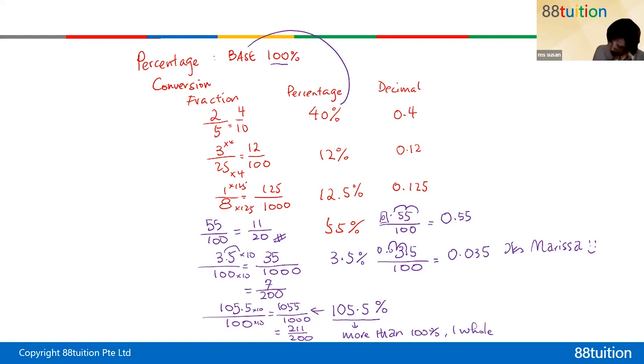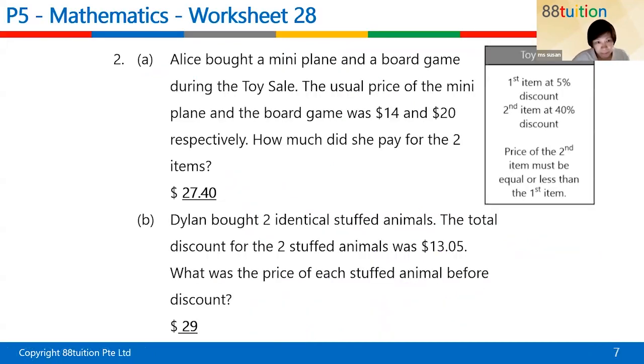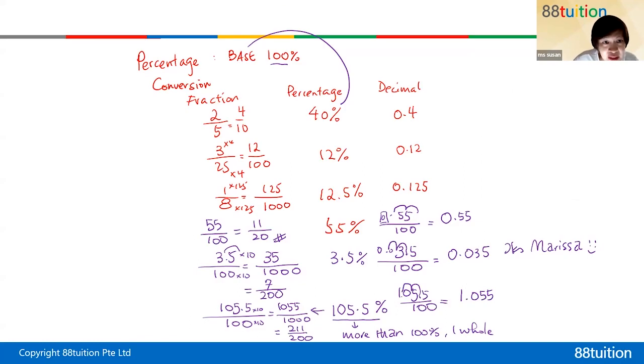Okay, so now how are we going to convert this into decimal? So simple, 105.5 over 100. You shift 1, 2. So it's 1.055. Okay, so far okay. Next question. What we are going to cover here is conversion only.